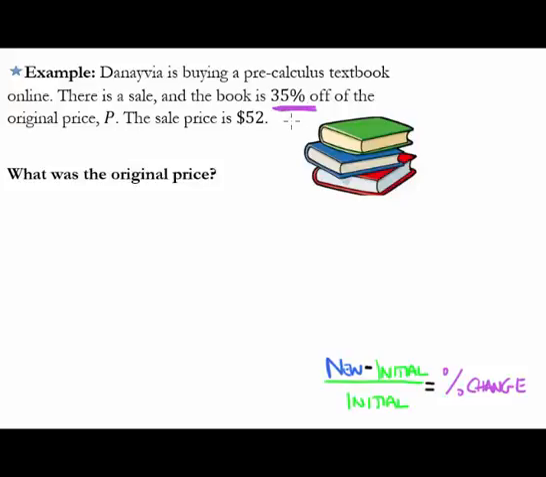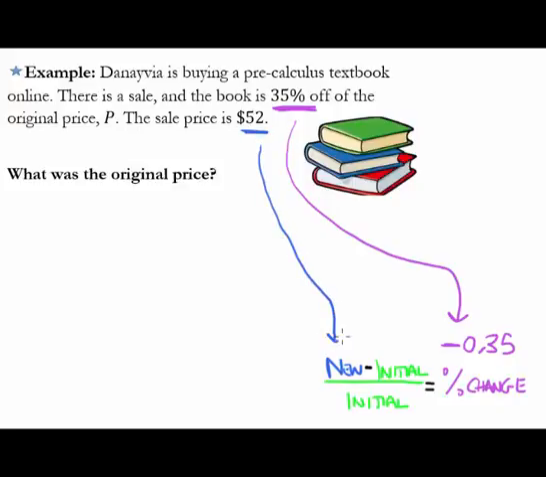This 35% off is a percent change. And if we wanted to put this in the formula here, this would actually be minus 0.35 in the calculations. And the sale price is $52. So that's the new price, right? And the question is, what is the original price, P? What was the initial price, P, right? So this is how, if we wanted to use our formula, we could do it. But boy, that's going to be complicated, okay?